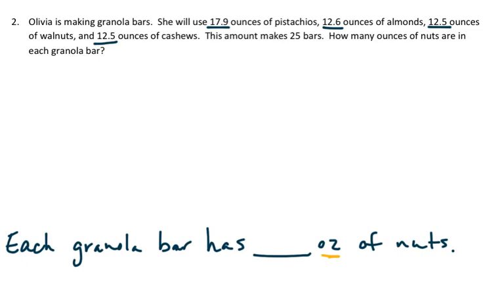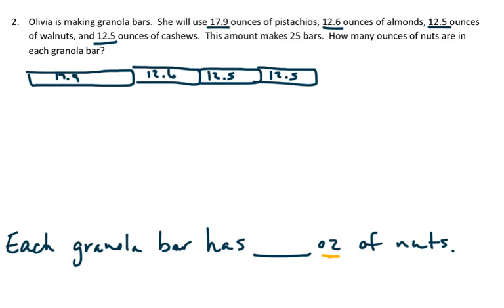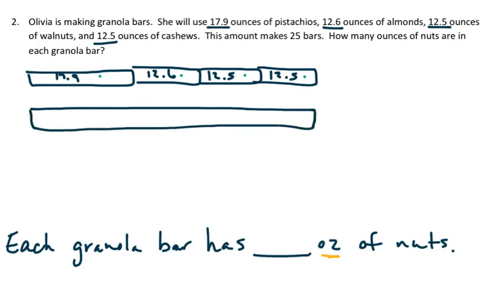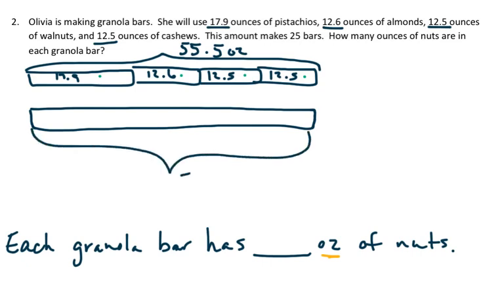Okay, so I'm going to draw a tape diagram. So I wanted to get a picture going for this. Okay, so I have 17.9 ounces of pistachios in this bar, 12.6 in this tape here, and 12.5 in this tape, and 12.5 for this tape. So altogether, let me make another tape that is hopefully an equal length of that. Okay, so that whole tape together, and let me do my bracket here, is 55.5 ounces. Okay, so my whole tape down here is also 55.5 ounces. I know that this makes 25 bars, so let me show you how to do that in this tape.